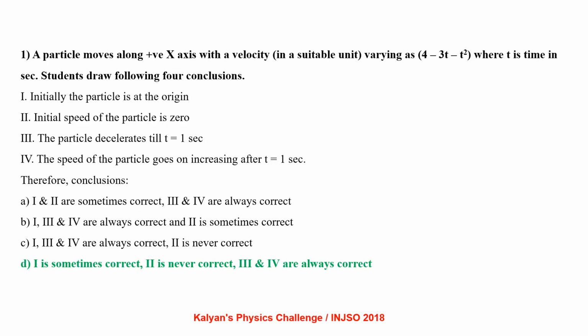A particle moves along the positive x-axis with a velocity, in suitable units, varying as 4 minus 3t minus t square, where t is time in seconds. Students draw the following four conclusions. Initially, the particle is at origin. Initial speed of the particle is 0. The particle decelerates till t equal to 1 second. The speed of the particle goes on increasing after t equal to 1 second.